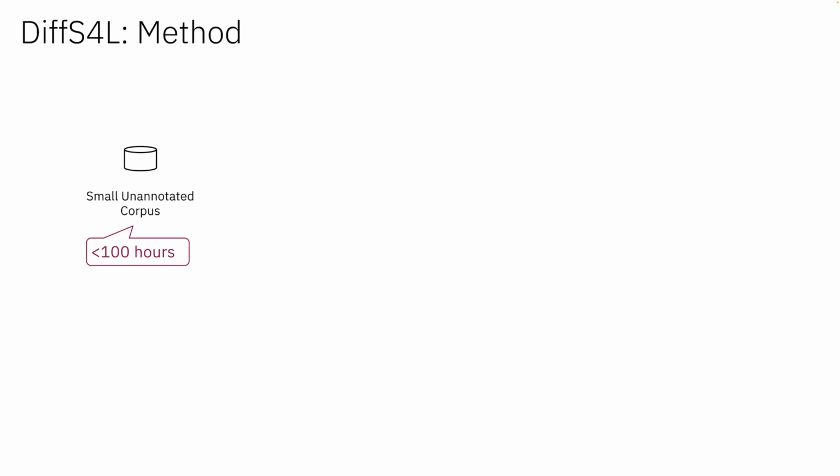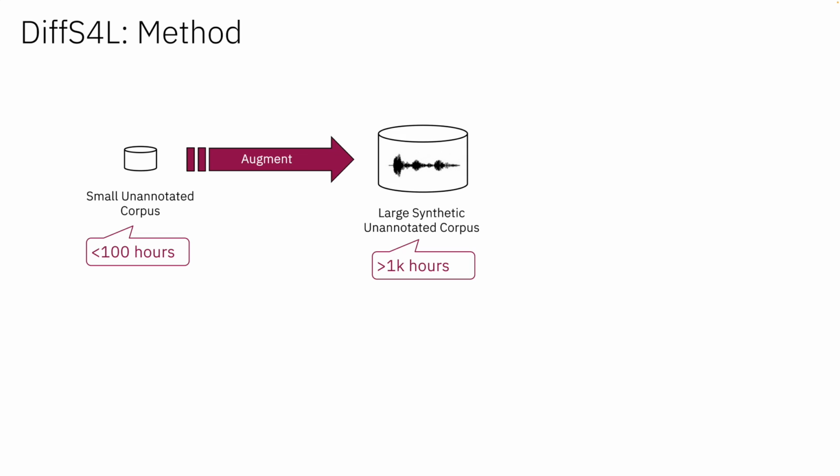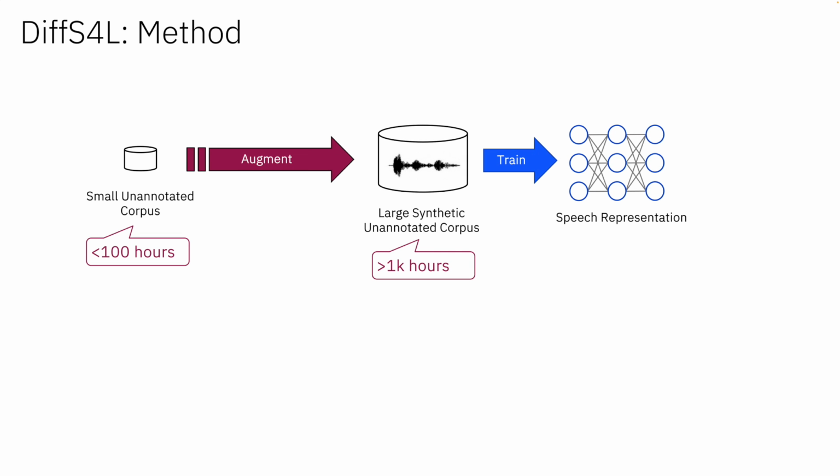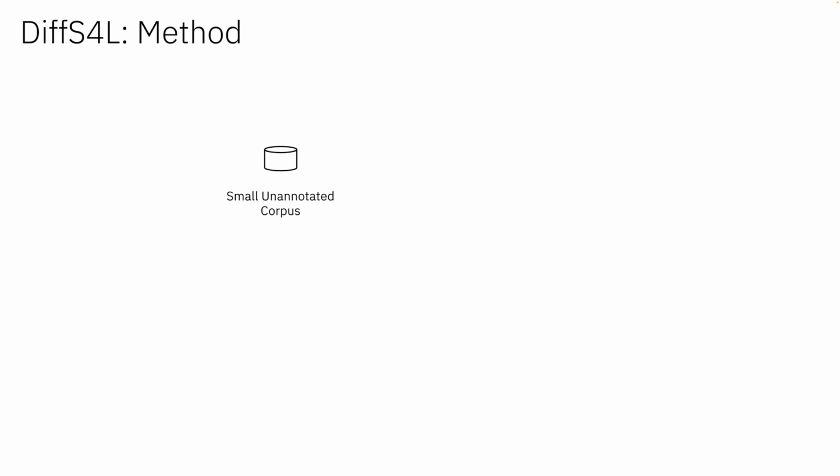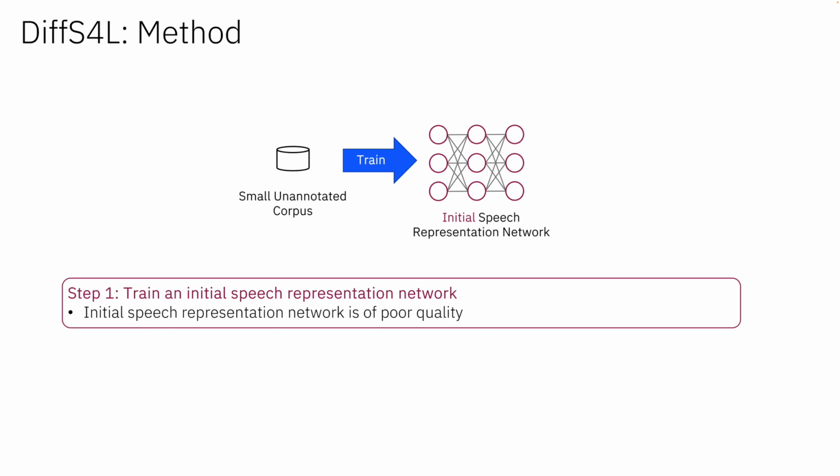More specifically, assume that we only have a small unannotated corpus, say less than 100 hours. DiffS4L essentially augments the dataset using synthetic data, which is then used to perform the pre-training using the standard pre-training methods. The augmentation process consists of 3 steps. As the first step, we use a small unannotated corpus to pre-train an initial speech representation network using the standard speech SSL methods, such as Wav2Vec or HuBERT.